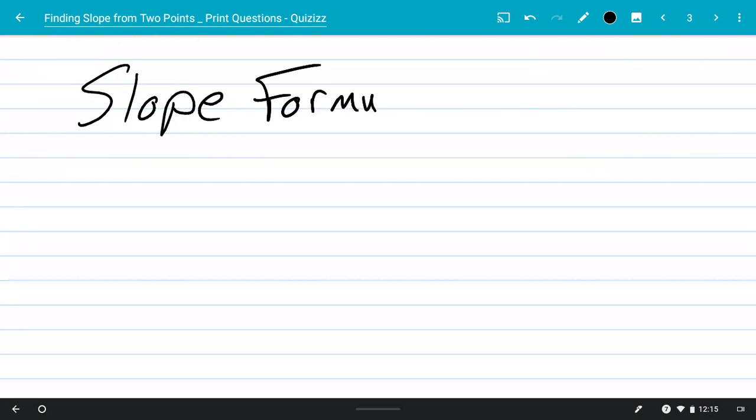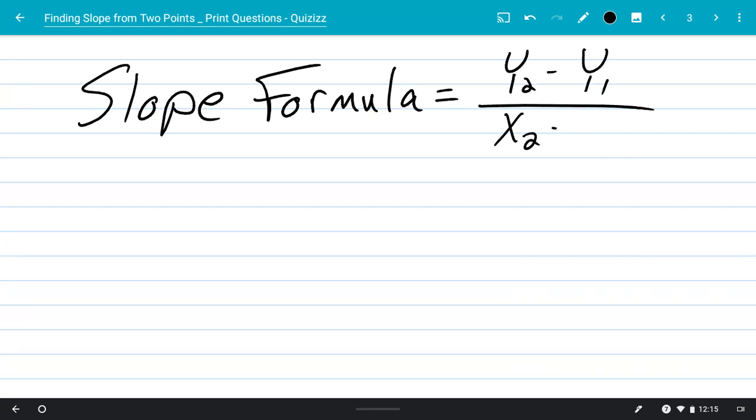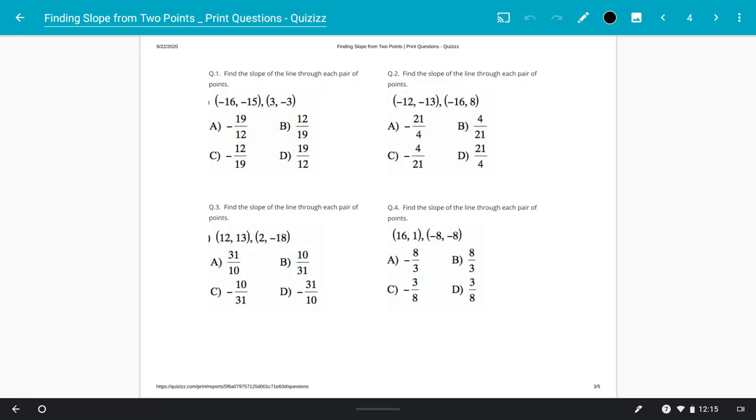The slope formula is y2 minus y1 over x2 minus x1. Got to memorize that. There's no way around it. That's what we're going to use here. Again, that's y2 minus y1 over x2 minus x1.